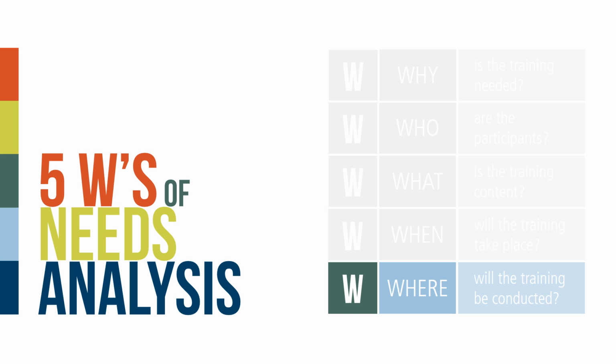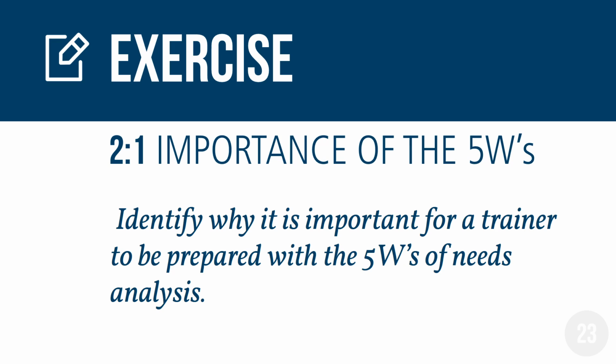Where will the training be conducted? Find the physical location for your training, identify specific room setup details, and ensure you have all necessary equipment identified and available for your session. Now let's complete exercise 2.1, Importance of the 5 W's. Identify why it is important for a trainer to be prepared with the 5 W's of needs analysis.